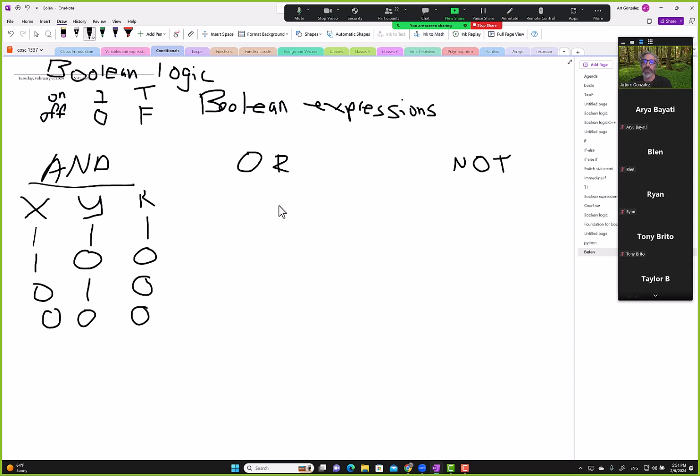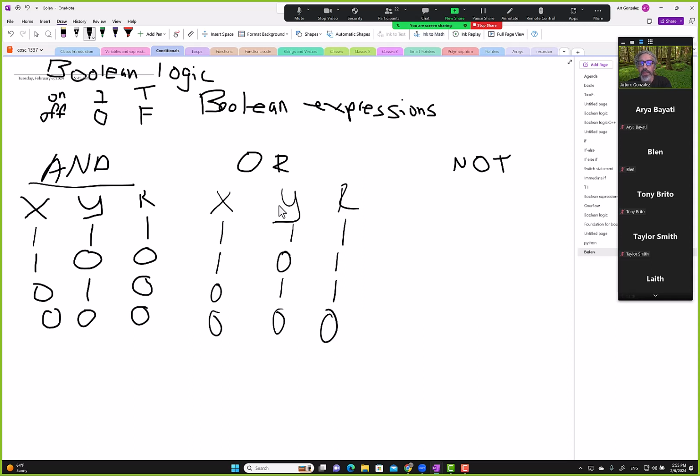Oh, there we go, my pen finally worked. Okay, good. Okay, so then his other contribution was the OR piece, right? So there's X and Y and some result. So if X is true and Y is true, then we have true. If X is true and Y is false, then we have true. If X is false and Y is true, then we have true. And if we have both of them false, then the result is false, right?